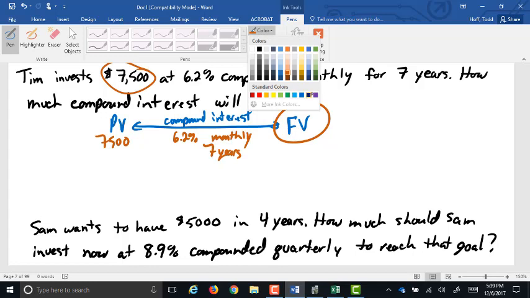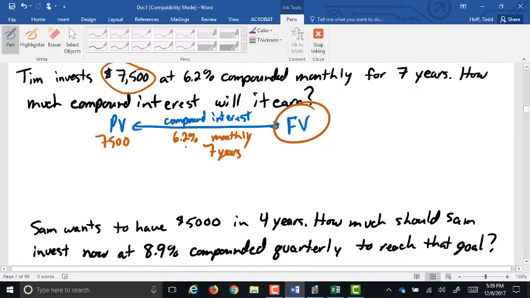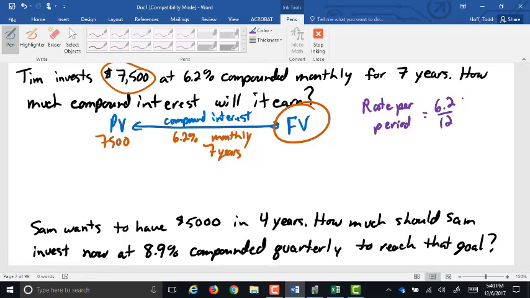Now, if you're trying to use the table in the book, this one ain't going to work because that rate per period that you need to find is your rate divided by the number of periods in a year. 6.2 divided by 12 isn't going to work out nice and neatly. Yes, ma'am. If you use the formula instead, yeah.